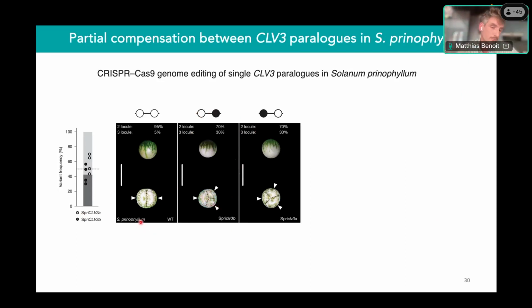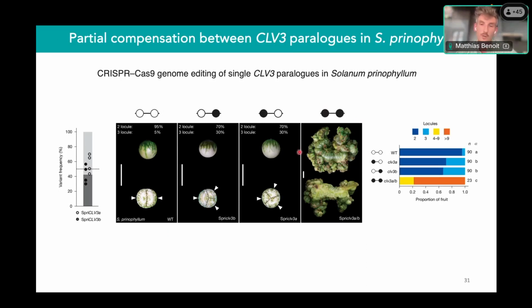What you see is that Prinophyllum in wild type largely has two-locule fruit. But when we mutate single clavata3 copies by CRISPR-Cas9, we do see a bump, an increase in the number of trilocular fruit. Of course, when you mutate the two copies, you end up with fruits that are multilocular, or let's say crazy fruits that show totally aberrant structures and fruit development.